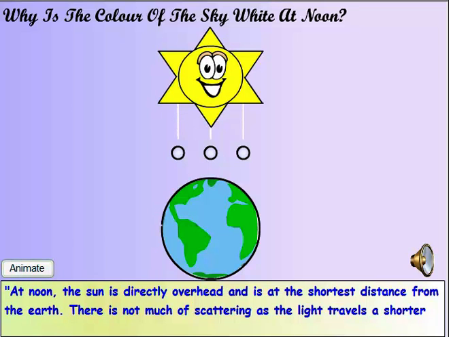At noon, the sun is directly overhead and is the shortest distance from the earth. There is not much scattering as light travels a shorter distance. Since the scattering is not much, the color of the sky appears white.